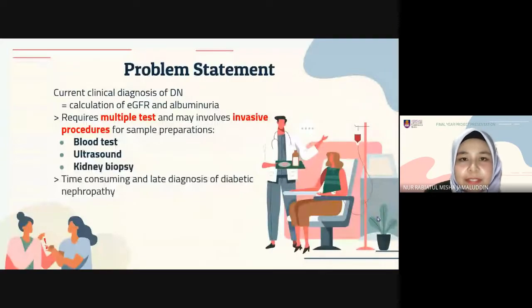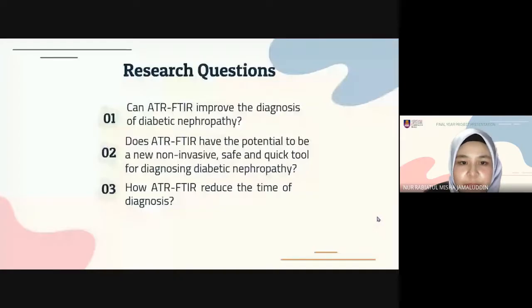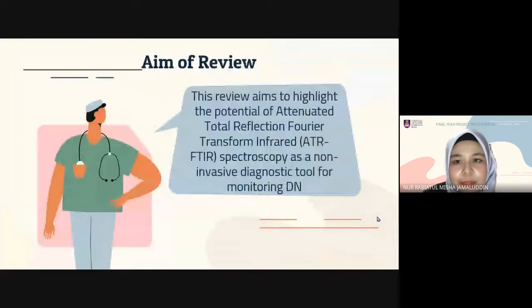Here are the three research questions for my review. First, can ATR-FTIR improve the diagnosis of diabetic nephropathy? Does ATR-FTIR have the potential to be a new, non-invasive, safe and quick tool for diagnosing diabetic nephropathy? And lastly, how can ATR-FTIR reduce the time of diagnosis? This review aims to highlight the potential of attenuated total reflection Fourier transform infrared (ATR-FTIR) spectroscopy as a non-invasive diagnostic tool for monitoring diabetic nephropathy.